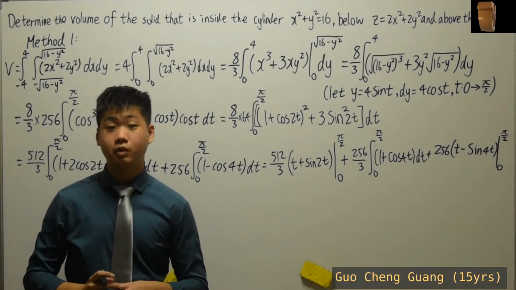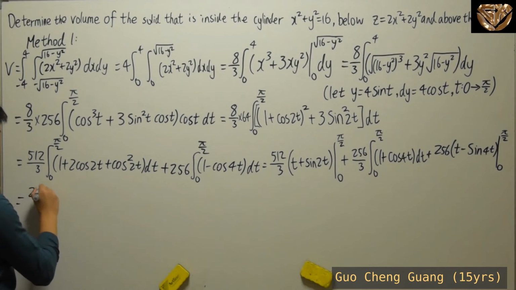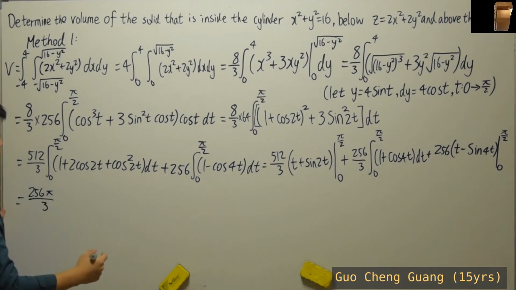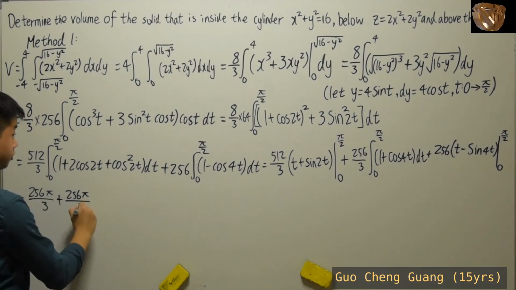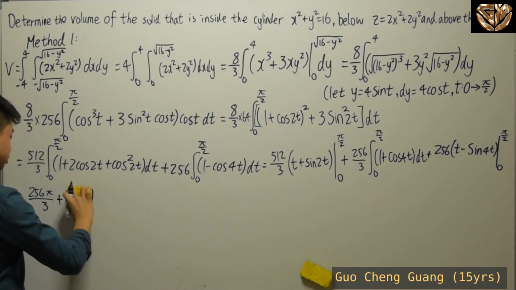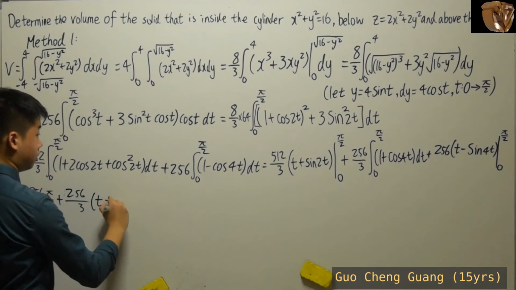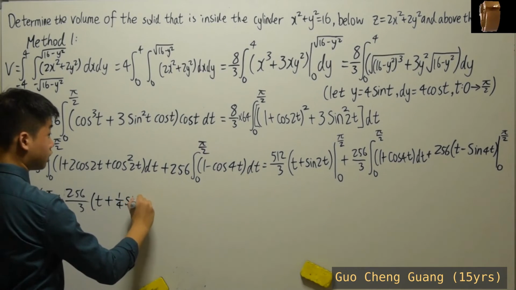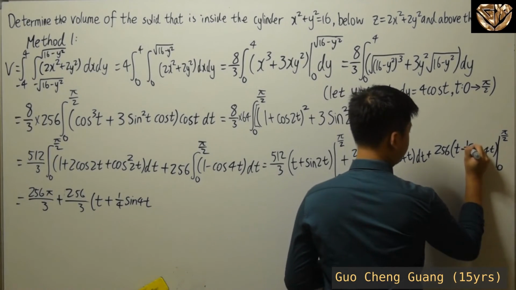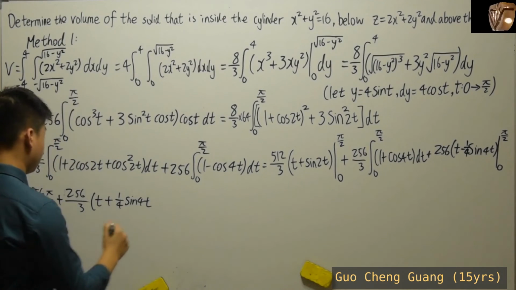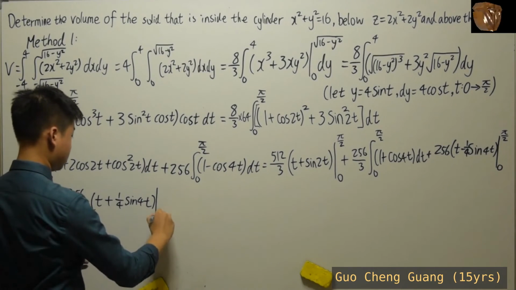Right, so this is what we will be dealing with. Now take a look at the first term. We're going to have 256 pi over 3 minus 0 plus 0 minus 0 plus 256 pi over 3 over 2. Or you could just leave this as 256 over 3. Then you have t plus 1 over 4 sine 4t. And yes, there is a 1 over 4 here. Then you have to put in the values of 0 and half pi.